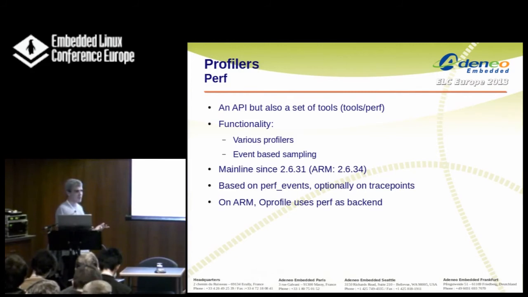So like ftrace, there are a lot of profilers. There are a lot of tracers in ftrace. In perf, there are a lot of profilers. And you can do sampling based on events. When you hit an event, you will start your sampling. And you can deactivate it through debugfs. Like ftrace, it has a debugfs interface. And you use perf at the command line to activate events.